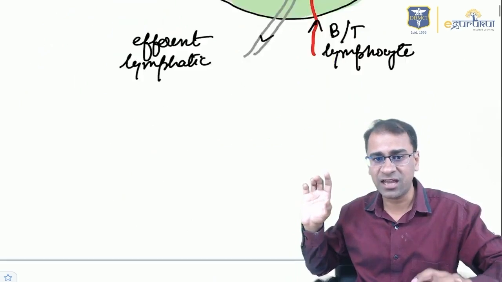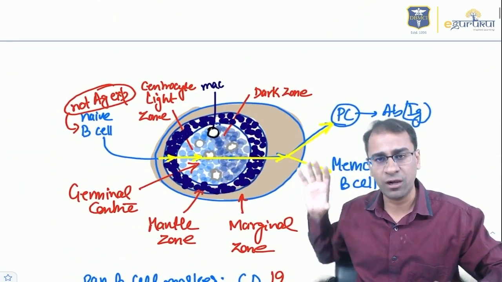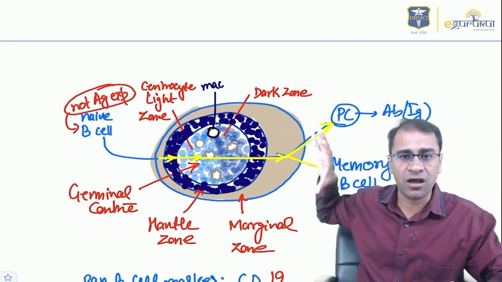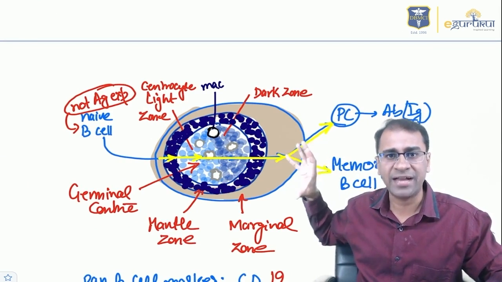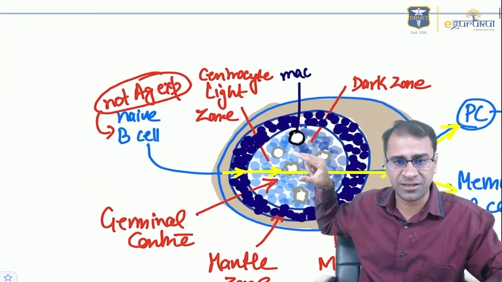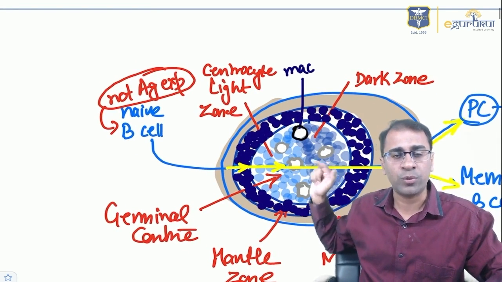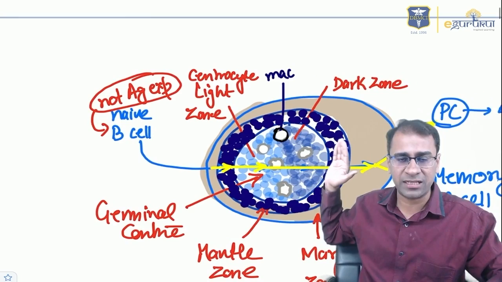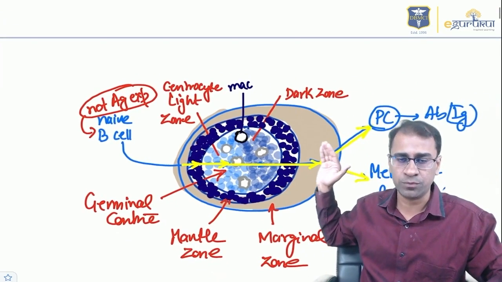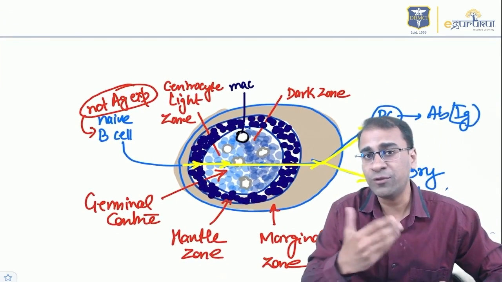Now, if I enlarge a single follicle separately, this is how a single follicle looks like. A single follicle has a germinal center. This area is the germinal center, in which you find a light zone and a dark zone, with centrocytes and centroblasts. Then you see a mantle zone, and outside this you see a marginal zone. Now, why do I need to know this? Why do we need to know this?